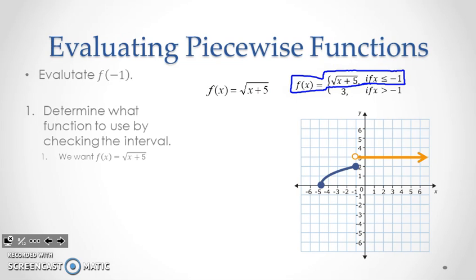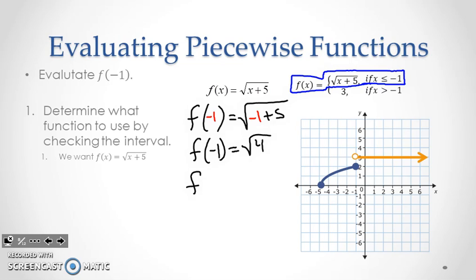The function I'm going to use is f of x equals the square root of x plus 5. Okay, but I don't want an x in there. I want an f of negative 1. And f of negative 1 equals the square root of negative 1 plus 5. What is negative 1 plus 5? Well, that would be a 4. So it's the square root of 4. And f of negative 1 equals, oops, not 4, would equal 2. So my answer for that is 2.